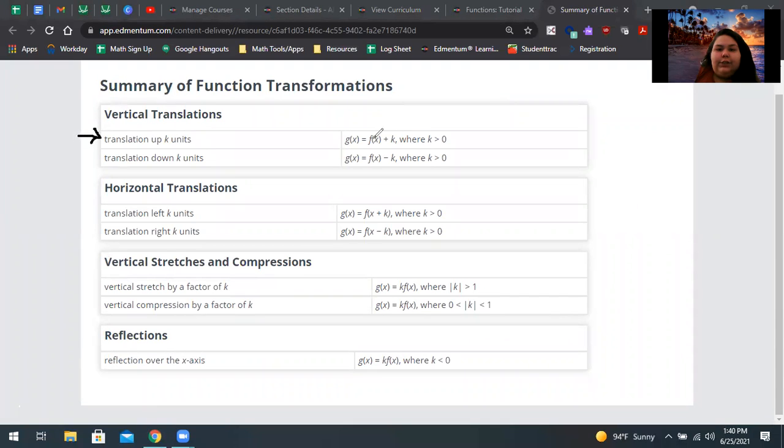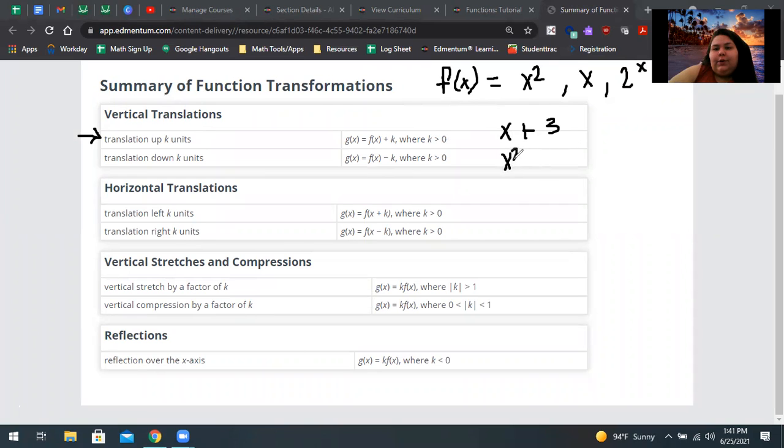So if you take the function f of x and you add a number to it, think of f of x, you can set it equal to x squared, x, or like 2x. When you add a number to it, that can look like x plus 3. Because it's plus 3 at the end, that means it's 3 units up.